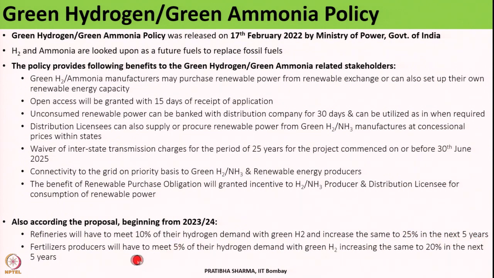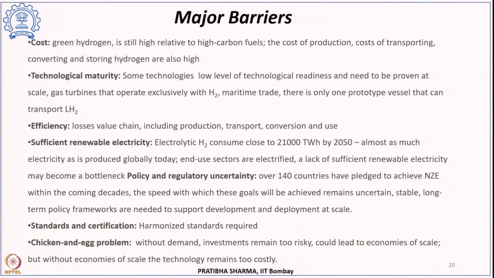Similarly, fertilizer industries will meet 5% of their hydrogen demand by means of green hydrogen, which will be further increased to 20% in the next 5 years. Now, if we look at the major barriers towards widespread deployment of hydrogen based technologies, the first major barrier is the cost of green hydrogen, which is high compared to the high carbon fuels, and as such the cost involved in all the aspects of the hydrogen value chain, whether it is transport, storage or utilization, is relatively high.